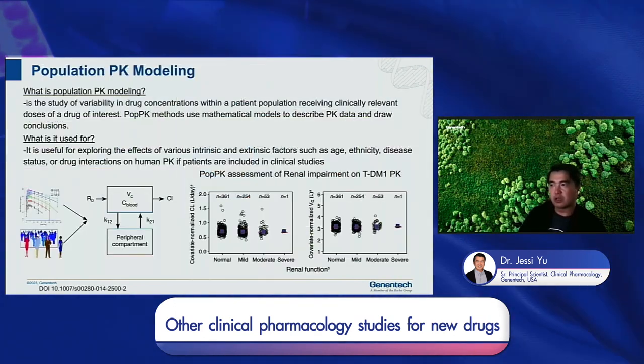And besides PBPK modeling, typically we also conduct population PK modeling as well as ER analysis. Here we use the pharmacometric approach to understand the variability we observed in clinical development, and also to screen and select any potential significant covariates that may have a clinically relevant impact on the drug exposure. So I would say the modeling approach has become more and more useful, and it's a very good complement to the experimental dedicated clinical pharmacology studies.